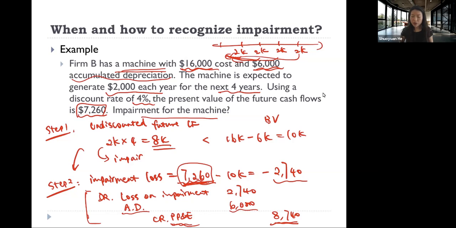And then in order to write it down to the new cost, we need to credit PP&E for 8,740. It's kind of like we're starting over with a new machine. And for that new machine, it hasn't been depreciated yet. And its cost is 7,260, which is equal to the fair value of the machine at the time. So yeah, this is about PP&E impairment.